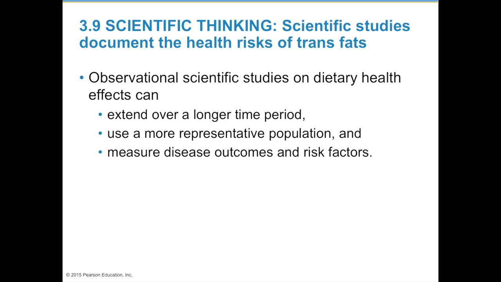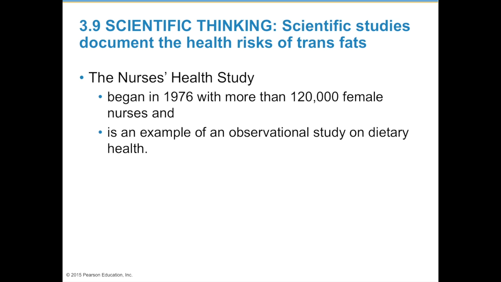There was a study that was done. Obviously, what you want to do, they did an observational scientific study on dietary health effects, extended over a long period of time, used more representation of population, and measured disease outcome and risk factors. The Nurses' Health Study began in 1976 with more than 120,000 female nurses, and it is the example of an observational study. They didn't actually tell these nurses what to eat. They just said, hey, we're going to just observe your life.